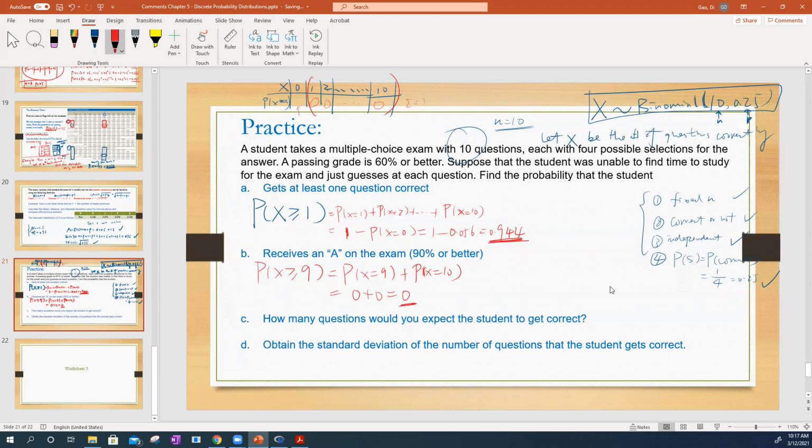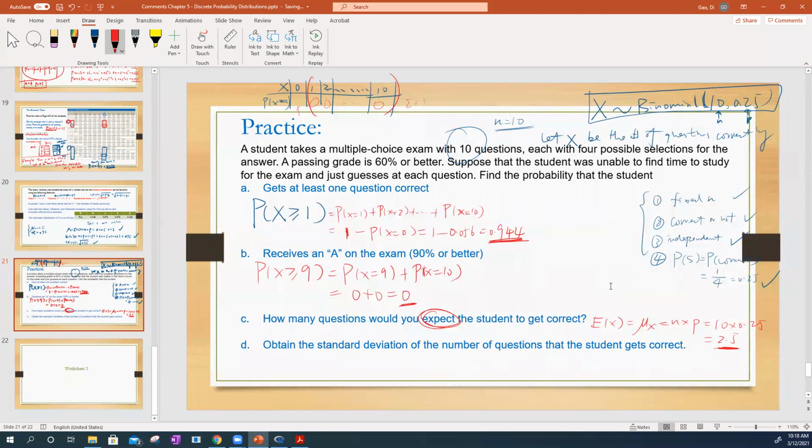And then how many questions would you expect the student to get correct? That's just the expected value, right? The expected value, or we call it the mean of x, is n times p. So 10 times 0.25, that is 2.5. So we should expect the student to get about 2.5 questions correct.